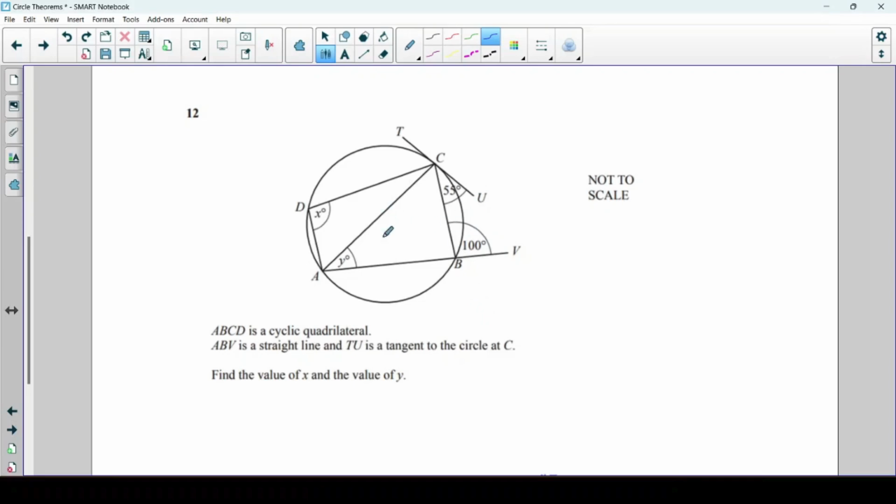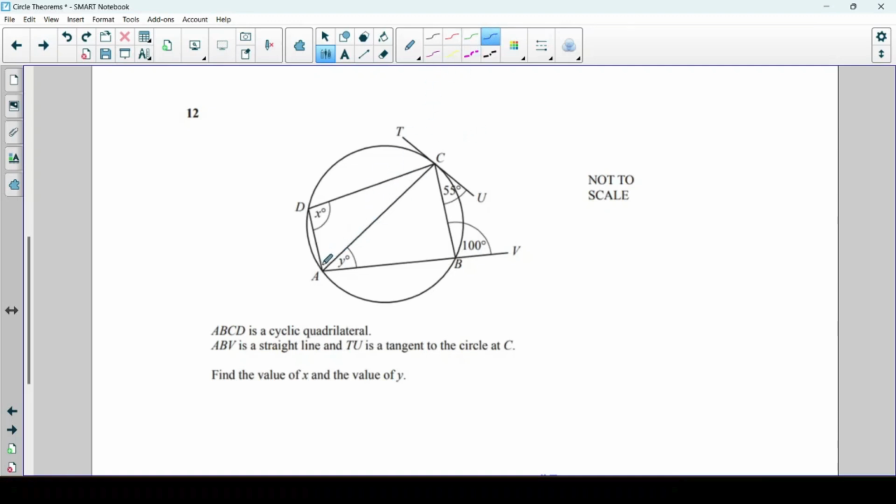This question looks quite busy. We've got a cyclic quadrilateral, we've got a tangent, we've got triangles touching that tangent, so it could be alternate segment theorem. We want to work out x and y. Usually they put these in order, so probably x is the easiest one to figure out.